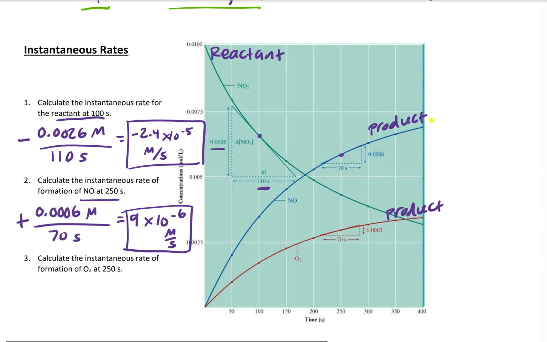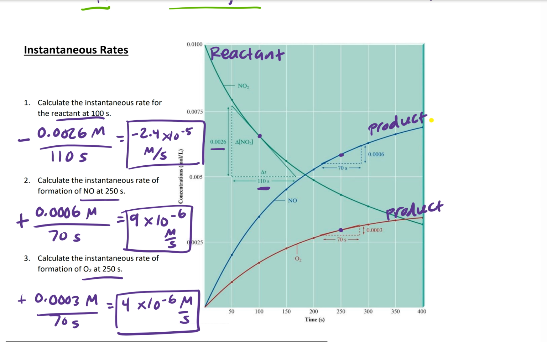Then finally, number 3, calculate the instantaneous rate of oxygen at 250. So at this moment in time, it's going to be a positive 0.0003 over 70 seconds, 4 times 10 to the negative 6 molar per second.